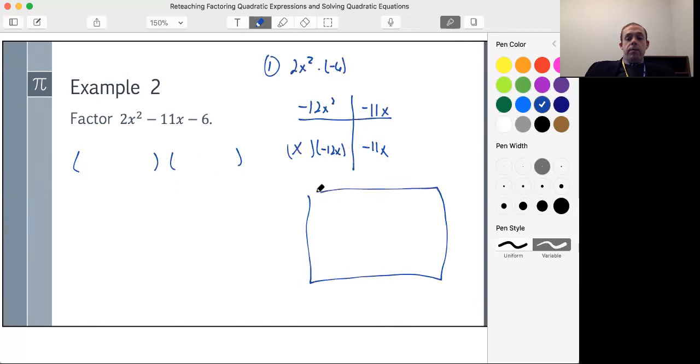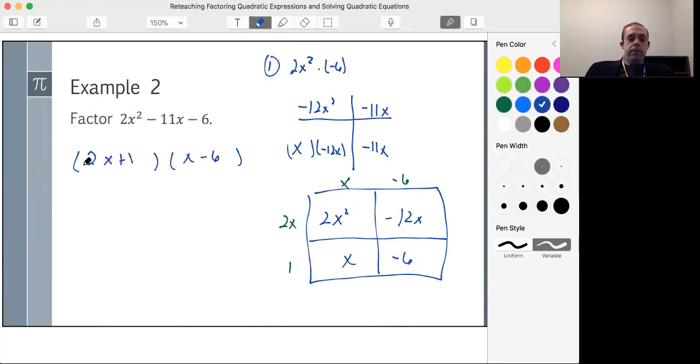So if I go to the box, some of you like the box, that's perfectly fine. You put the first term here, and you put the constant term there, and then you put the two factors. Now factoring across, it looks like we have a 2x that comes out of both of these terms. Nothing comes out, so we put a 1. Here we have an x, and here we have a negative 6. There you are. Your factors are 2x plus 1 and x minus 6. And voila, you are finished.